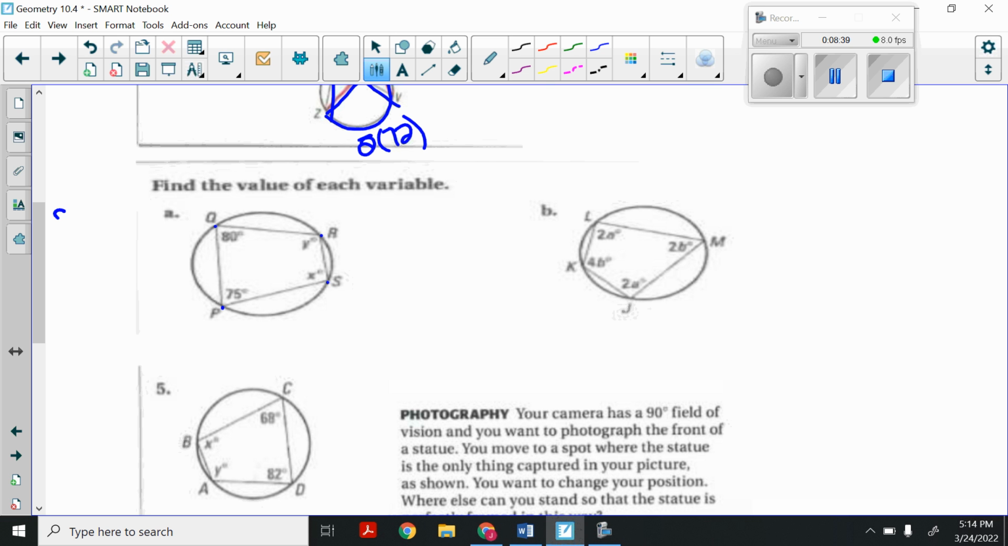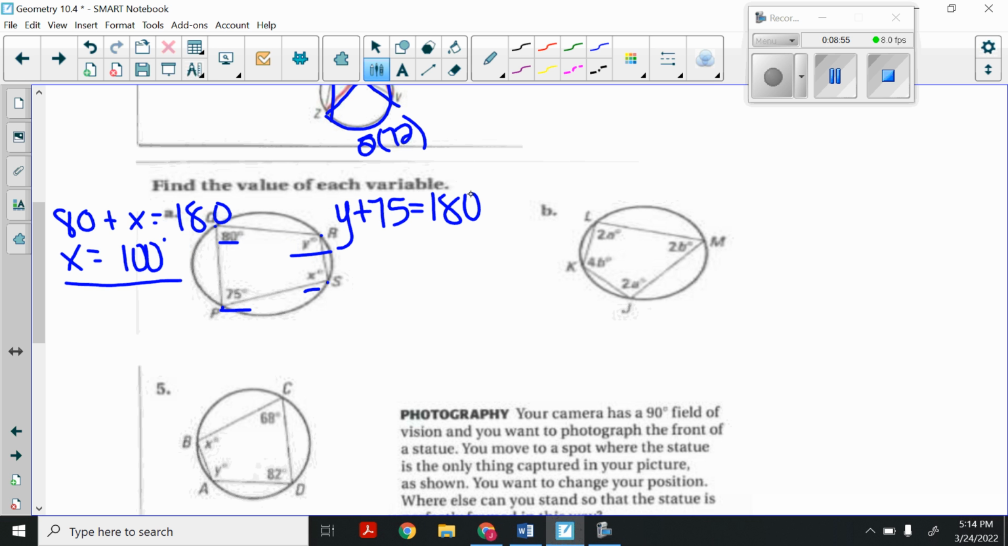So in this first one, 80 and x are opposite. So 80 plus x has to add together to equal 180. And x has to be 100 degrees. Y and 75 add together to equal 180. So then y has to be 105 degrees.